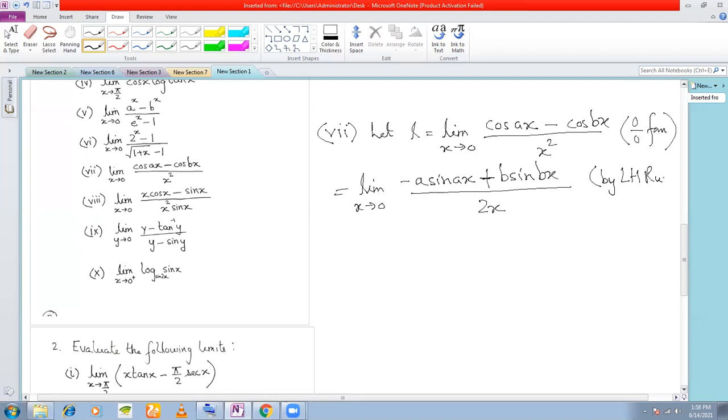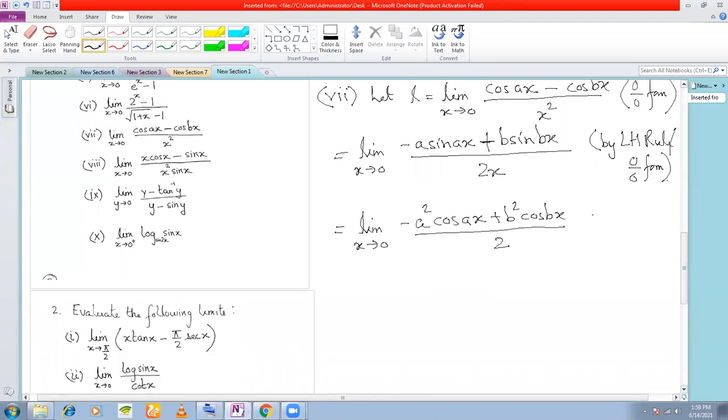By the LH rule, you write 0 by 0 form. That means we want to use L'Hospital's rule once again. So this is minus a square cos ax plus b square cos bx, divided by 2.